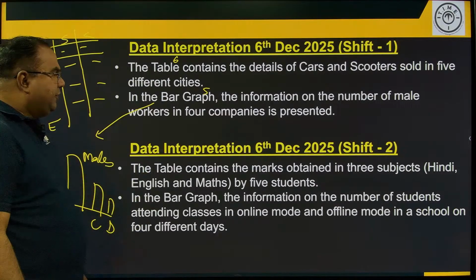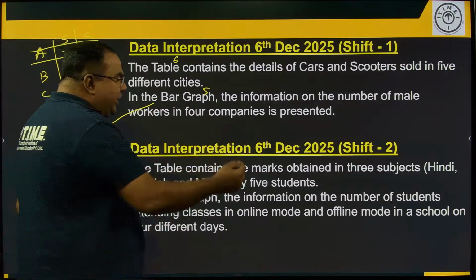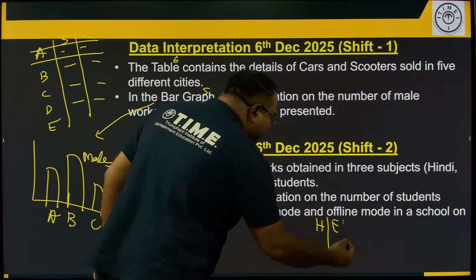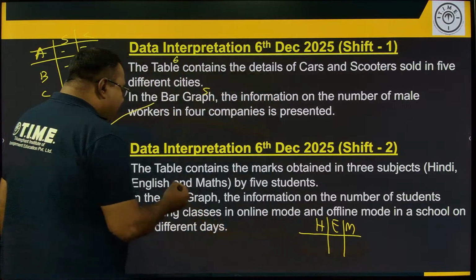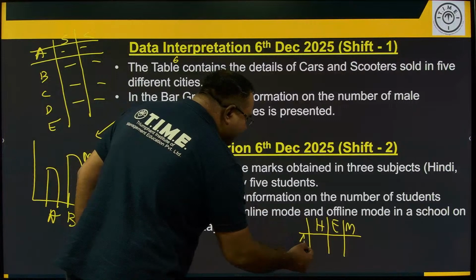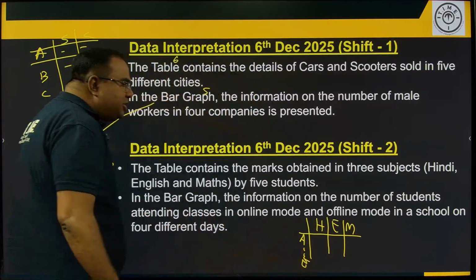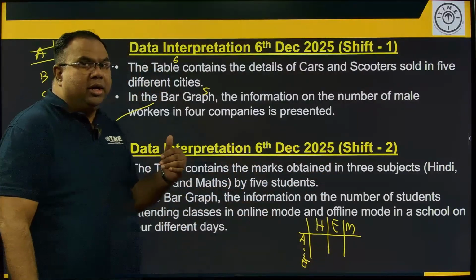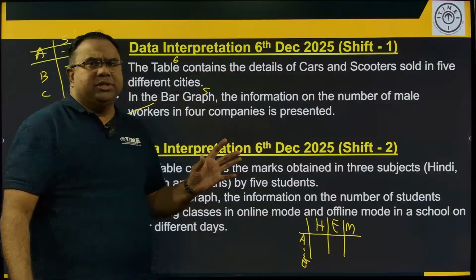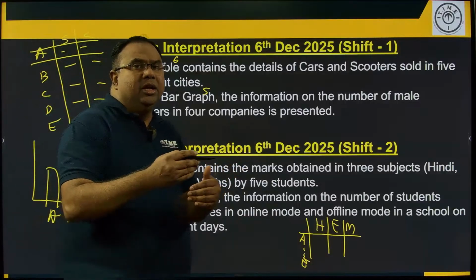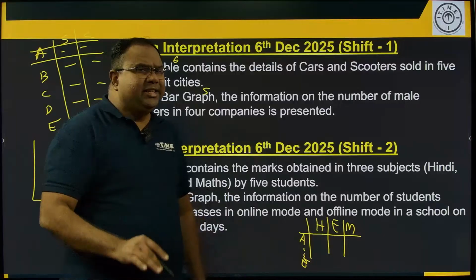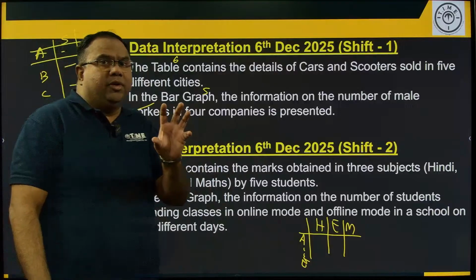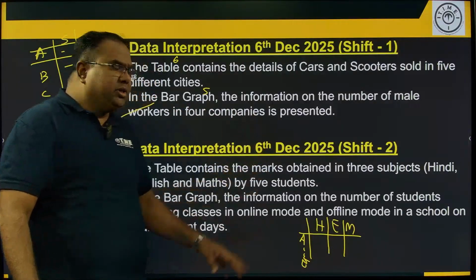Then if you look at 6 December shift 2, this table actually contains 3 columns: Hindi marks, English marks and mathematics marks. These are 2-digit marks obtained by 5 students, A, B, C, D, E. This is also straightforward, simple calculation based questions. No indirect questions or in-depth calculation questions. How much percent more, how much percent less, what's the total, how much more is the sum of total marks scored in Hindi than English, are direct regular questions. No questions of very difficult level. All questions are very easy, you can see here.